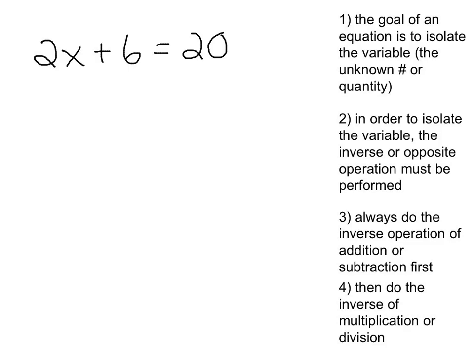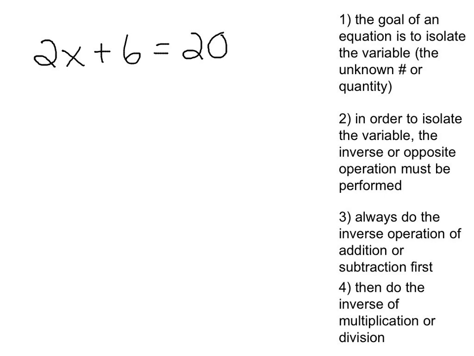Today we're going to learn about two-step equations. Now remember, equations have a variable or an unknown amount or quantity that we need to find. The goal of an equation is to isolate the variable, or get it by itself, so that we get x equals some sort of number. In order to isolate the variable, we have to do the inverse or opposite operation.